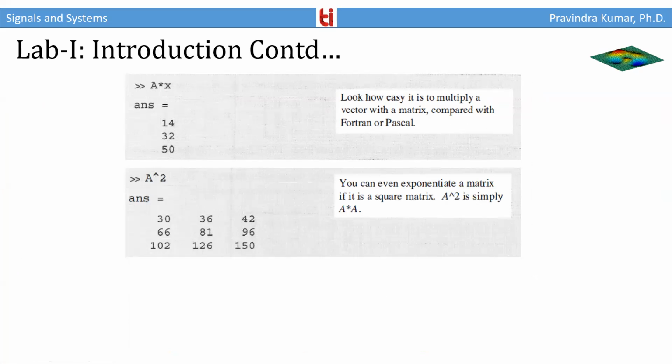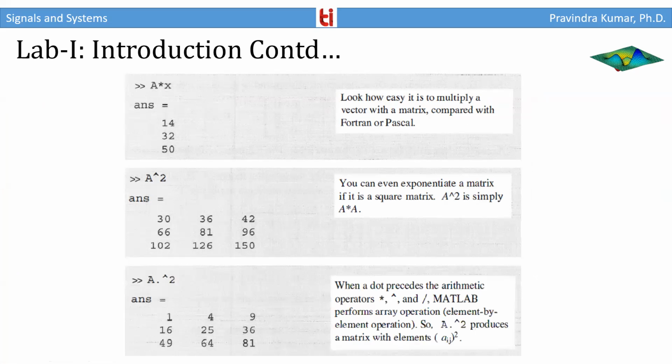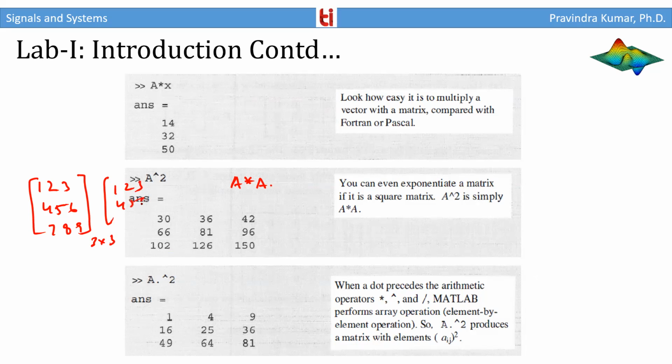A square and A dash square. This is another thing. A square means you are going to multiply A into A. Your matrix was 1, 2, 3, 4, 5, 6, 7, 8, 9. This was your matrix, 3 is to 3. Another is also 1, 2, 3, 4, 5, 6, 7, 8, 9, also 3 is to 3. The answer will be 3 is to 3, and matrix multiplication 1 into 1 plus 2 into 4 plus 3 into 7, like this. So this will be the first element. So your answer is 3 is to 3, A into A.